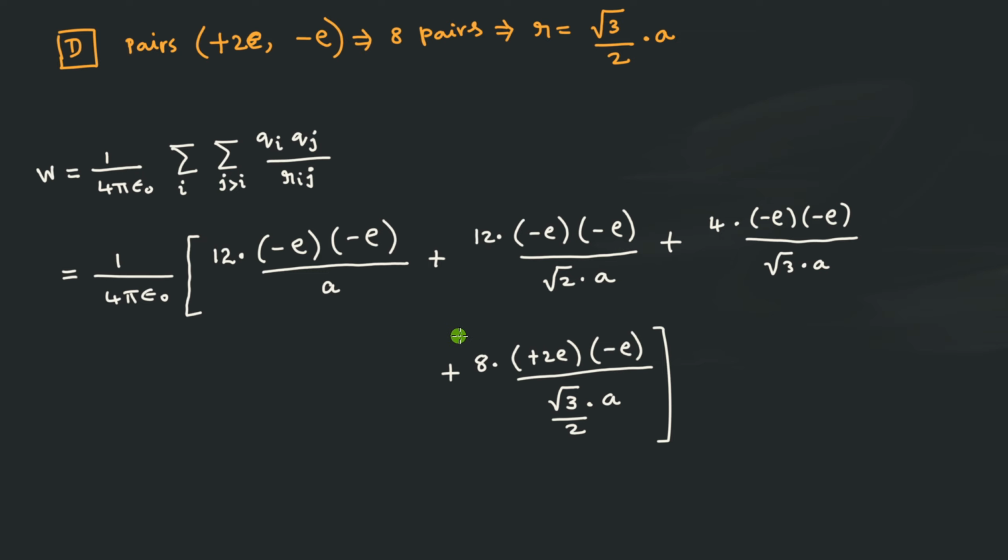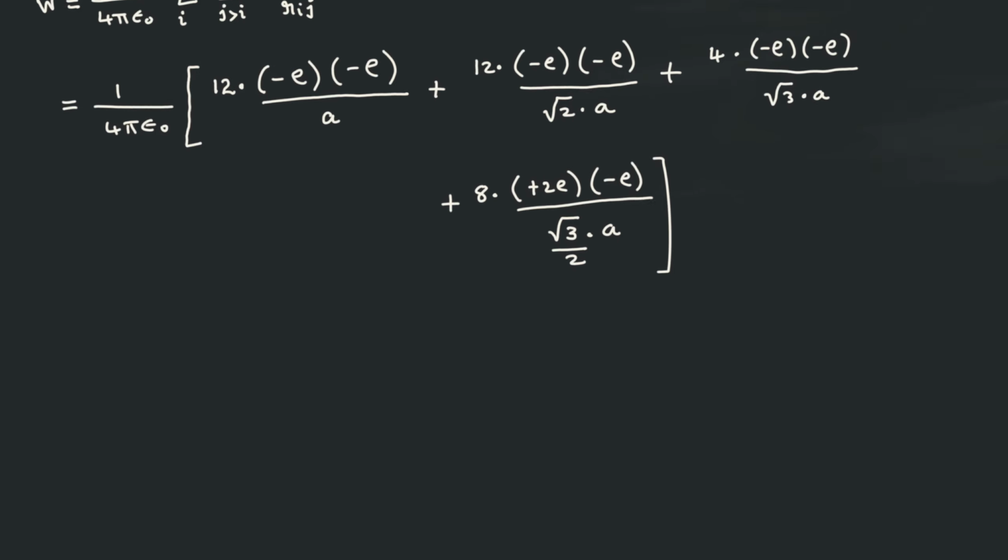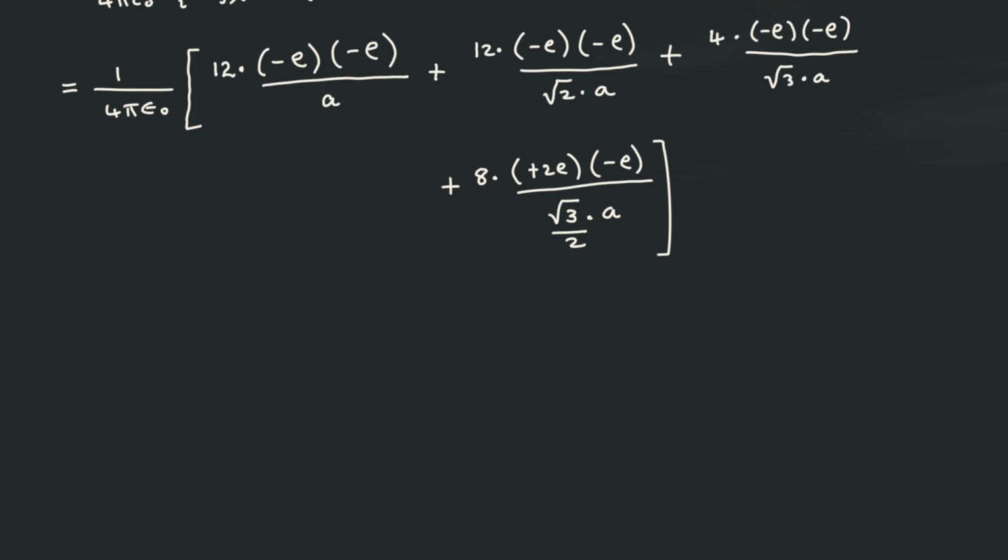And after that, this is only a matter of taking a calculator and finding out how much is this, 12 by root 2, 4 by root 3, etc. But otherwise the solution is already ready. This is the answer. Let us see if anything can be done. Now I think you can take e square by a common, right? So let me write it down.